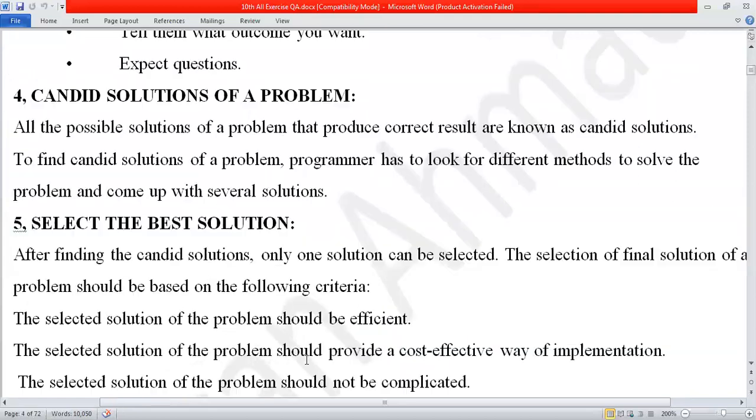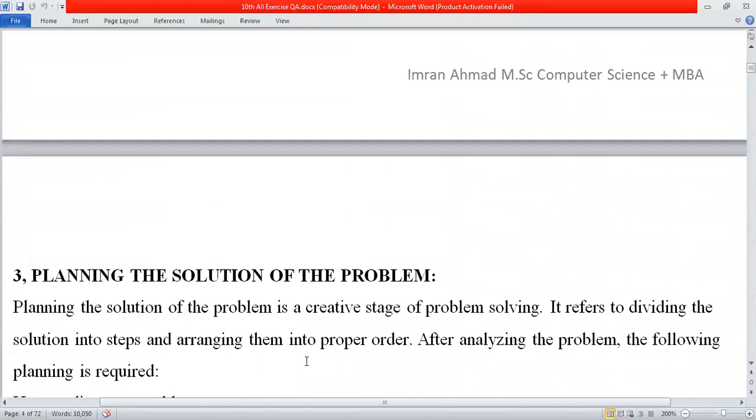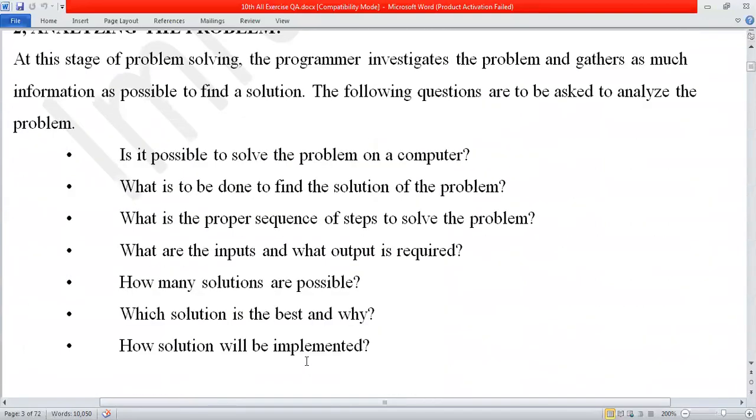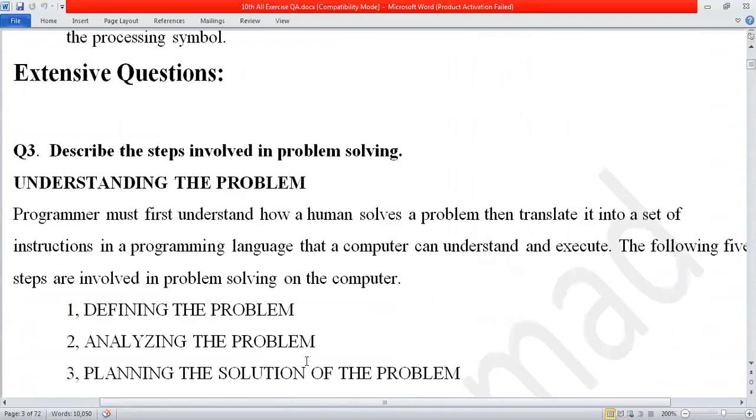So this one was a very important question. Most of the time I saw this question in the paper. Another name of this question is, over here they describe the steps involved in problem solving. So you can say that in other books in second year or first year, they say system development life cycle. Write a note on the system development life cycle.